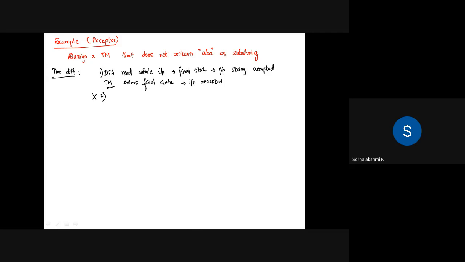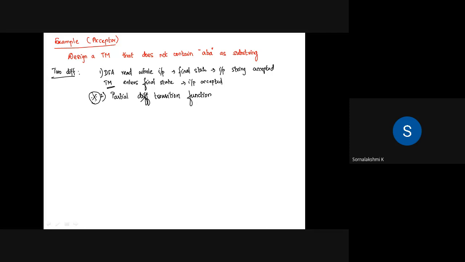And the second difference is very important. It's common for all Turing machines. The transition function. We might get questions in either GATE or in MCQ here. It's called a partial transition function. It is also called a partial transition function in PDA. In the DFA alone it's called a transition function. In PDA and in Turing machine the transition function is called a partial transition function.